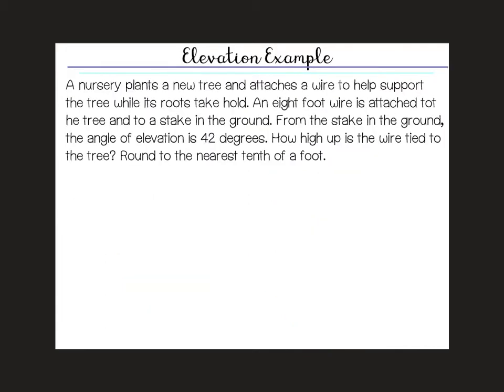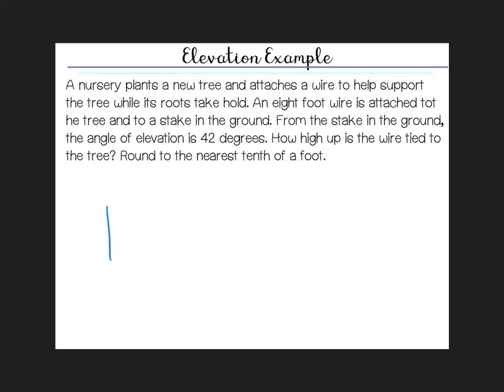In our second example, a nursery plants a new tree, attaches a wire to it to support the tree while the roots take hold. An 8-foot wire is attached to the tree and to a stake in the ground. From the stake in the ground, the angle of elevation is 42 degrees. How high up is the wire tied to the tree?